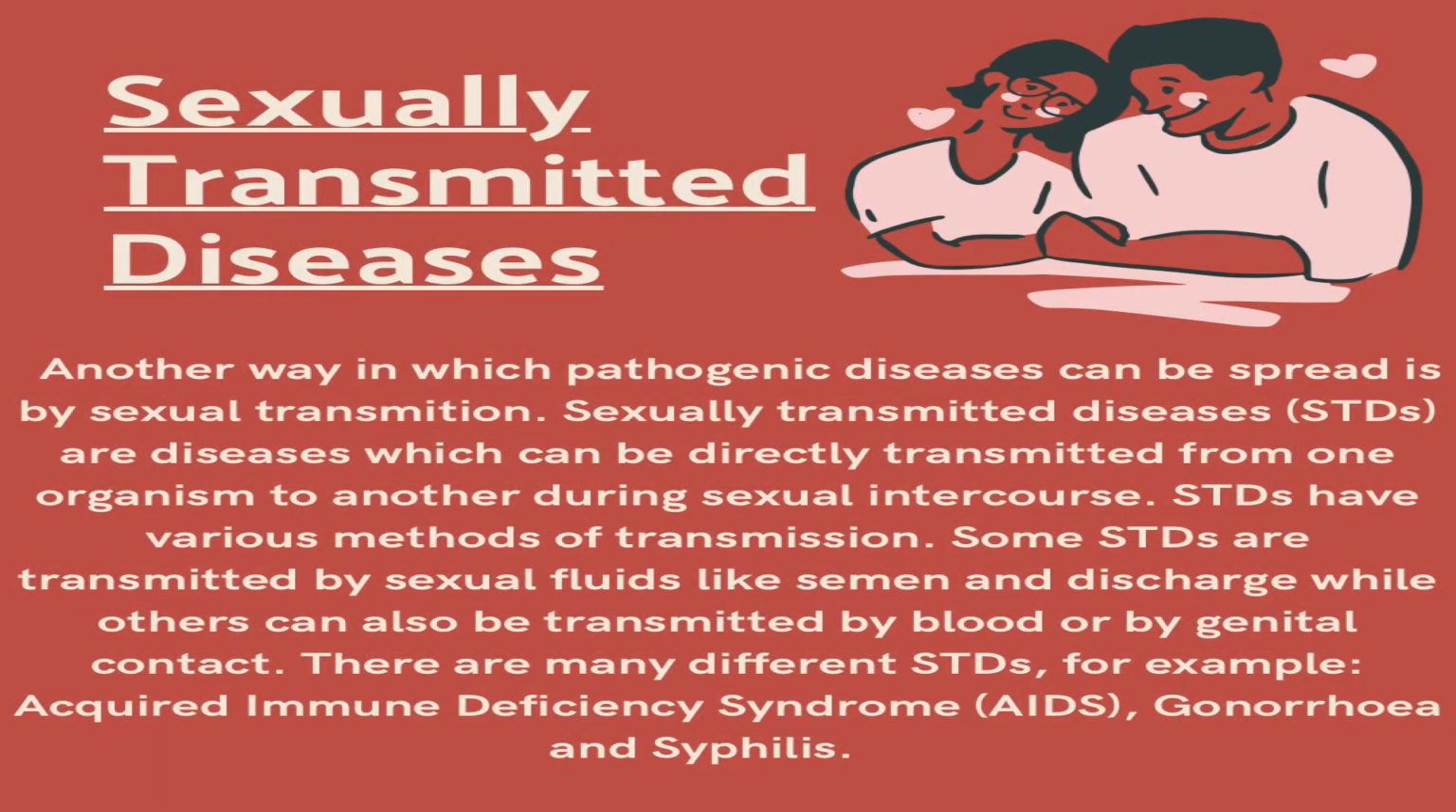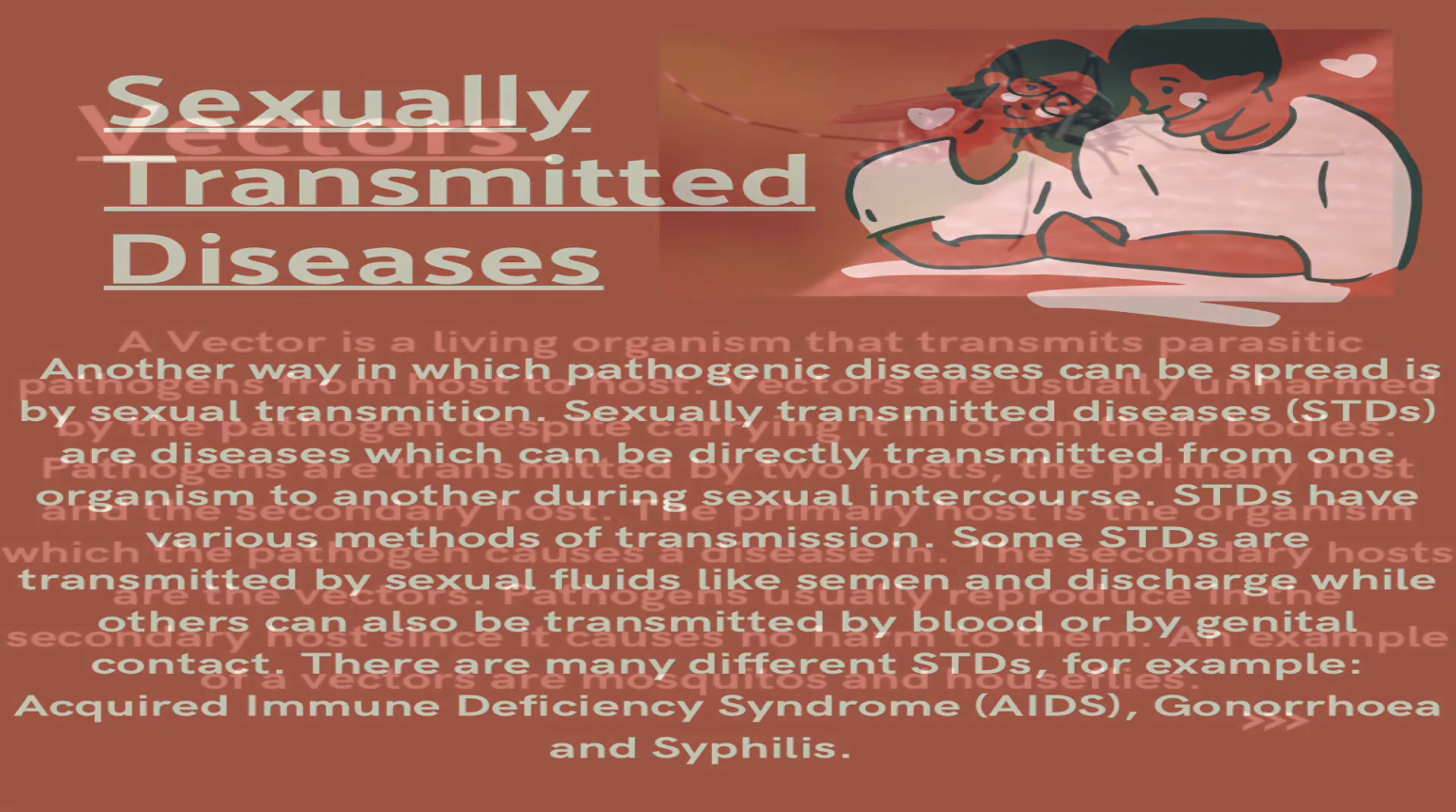Sexually transmitted diseases. Another way in which pathogenic diseases can be spread is by sexual transmission. Sexually transmitted diseases, STDs, are diseases which can be directly transmitted from one organism to another during sexual intercourse. STDs have various methods of transmission. Some STDs are transmitted by sexual fluids like semen and discharge, while others can also be transmitted by blood or by genital contact. There are many different STDs, for example, acquired immune deficiency syndrome, AIDS, gonorrhea and syphilis.